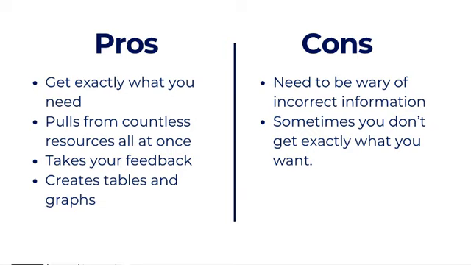So, some of the cons of using AI, I'm sure you're very aware of, but the first one is that you need to be very wary of incorrect information. Because this pulls from a bunch of different data sources, if it pulls from an incorrect data source, that information will be incorrect. The other big con is that sometimes you don't get exactly what you want, and the AI won't understand the feedback that you're giving it. So you can get stuck in this loop of trying to create what you want and it's just not quite working, which can be a big waste of time.